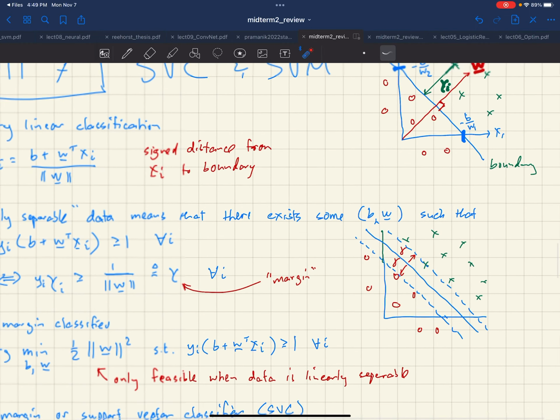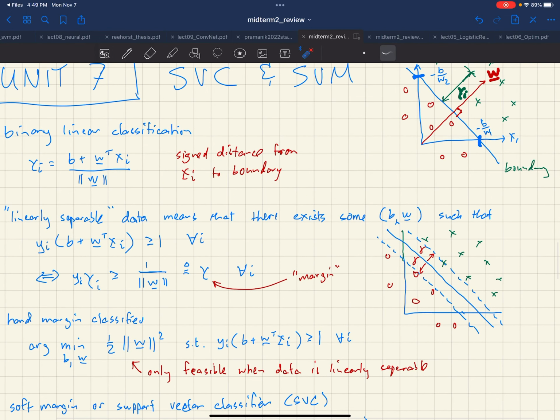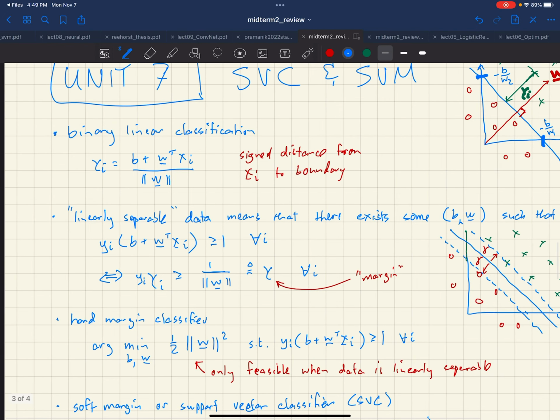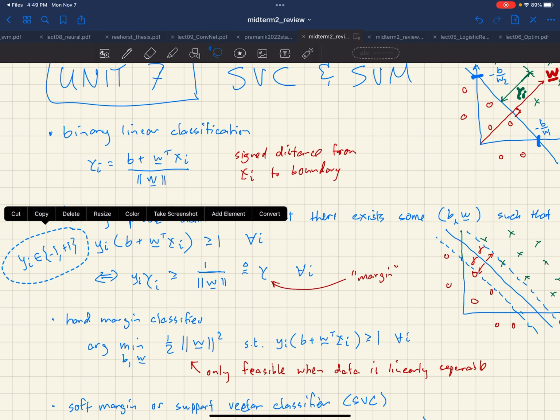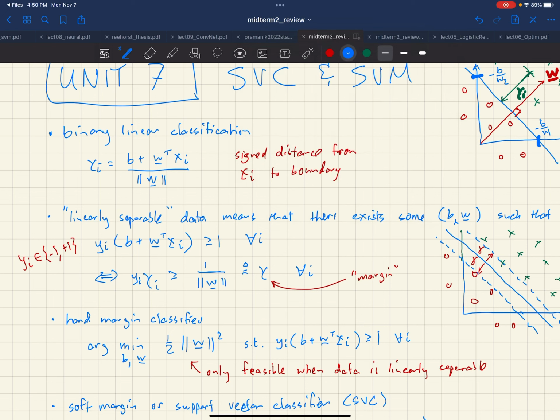But the other thing we looked at is we came up with a specific mathematical definition of linearly separable that basically said that if you multiply the label, so in this case, we assume yi is either 1 or minus 1. We assume that for the analysis just because it made everything a lot easier. So when that's the case, remember that this is the score.